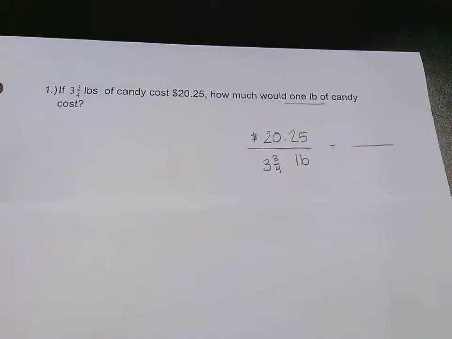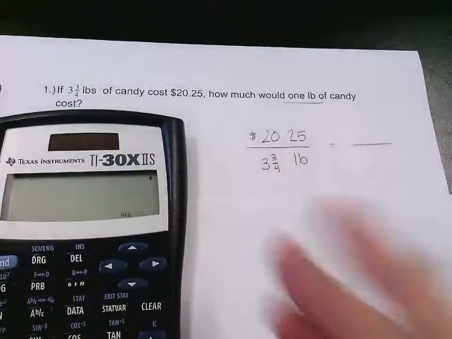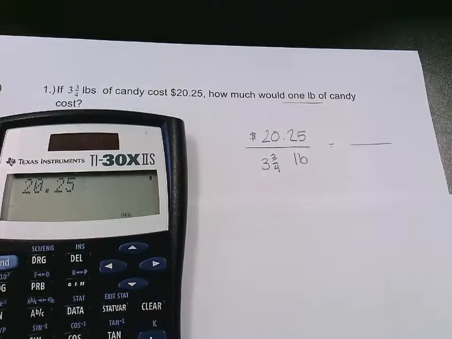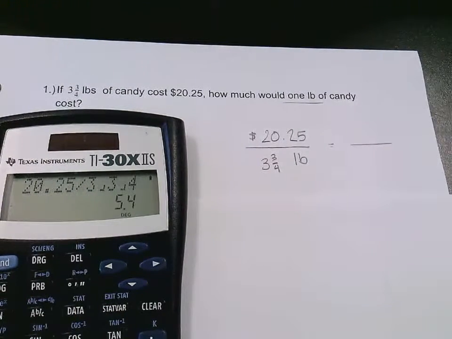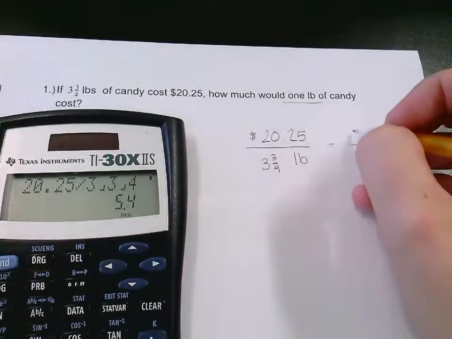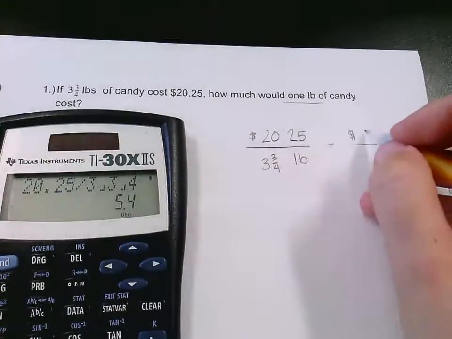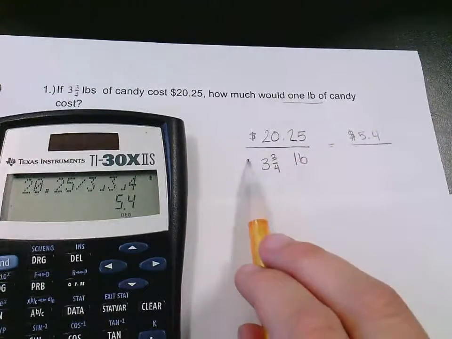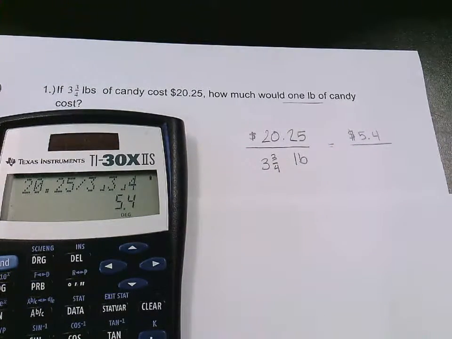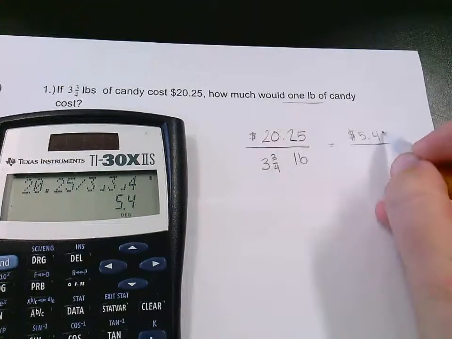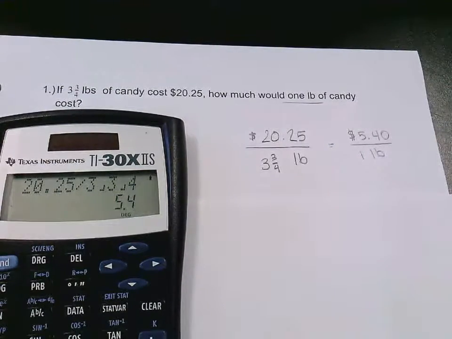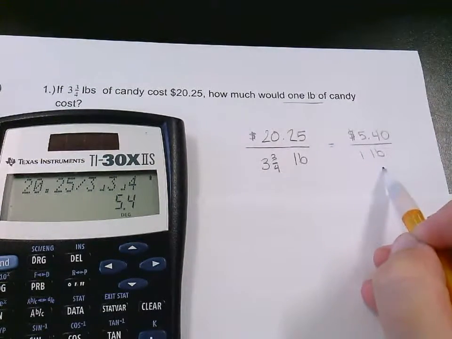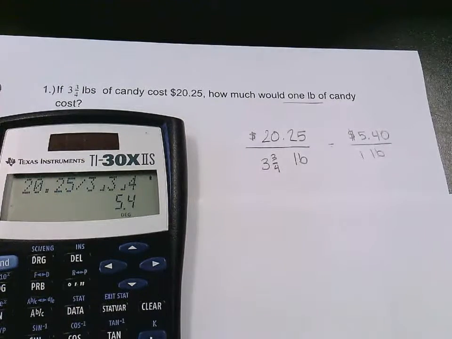So when I divide those on my calculator, I do 20.25. Now remember, when I divide, I hit 3 ABC 3 ABC 4, and I get 5.4. So that's going to be my top number, 5.4. But remember, my units is money. It doesn't make sense that my pound of candy is going to cost $5.4. It's going to cost $5.40. For how many pounds? For 1 pound. Remember, in a unit rate, your bottom number is always a 1, and that quantity will go in the denominator of your fraction.